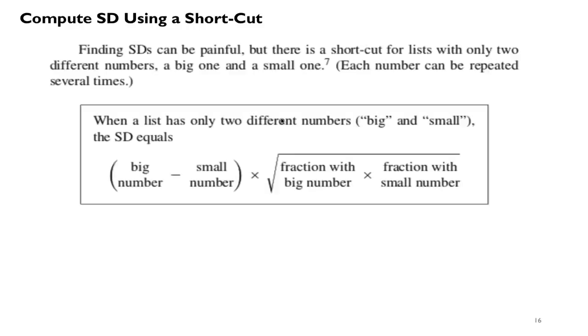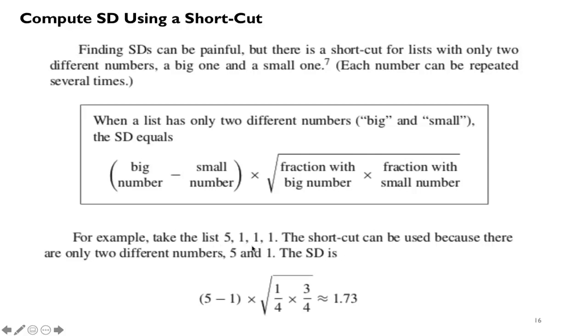Now, one of the problems about this formula is that finding the SD is hard, and we need the SD in the formula. So here's a shortcut for some problems where the list of numbers we have has only two different numbers, a big one and a small one, and those numbers can be repeated many times. We call one of them big, one of them small, and so here's a shortcut for finding the SD of that list. Big minus small times the square root of the fraction of the big number times the fraction of the small number.